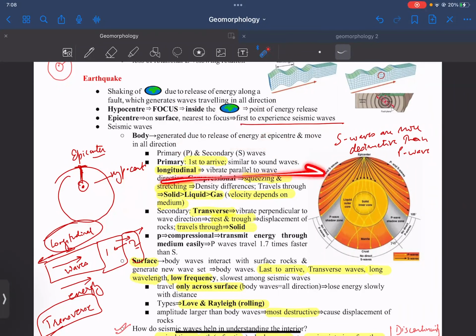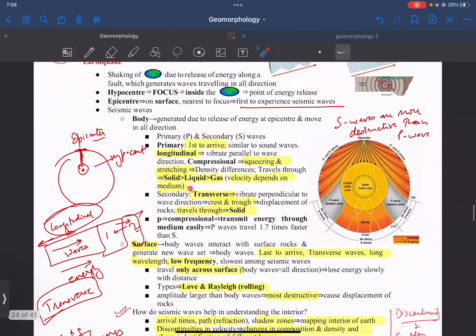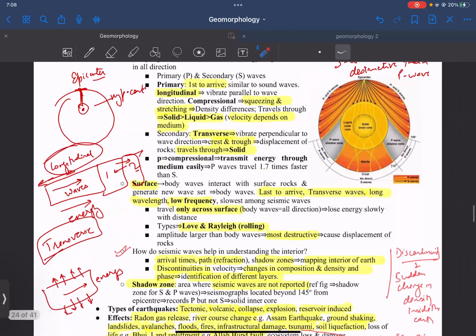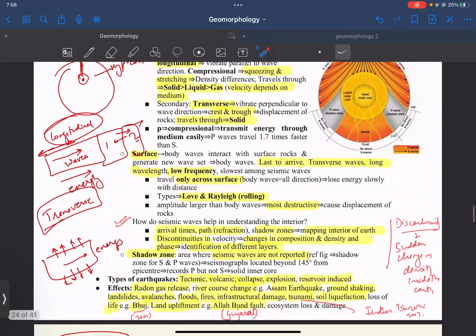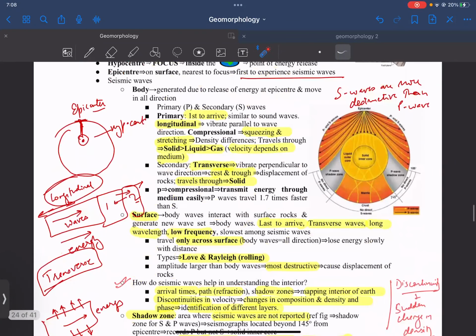In case of S waves, this is the direction of the movement of energy, and the particles move in the perpendicular direction, so it is a transverse wave. P waves are first to arrive. They travel through all three mediums, solid, liquid, gas, and their speed depends on the medium. Secondary waves, S waves, travel only through solid. When both these body waves reach the surface of the earth, they create a new set of waves known as surface waves.